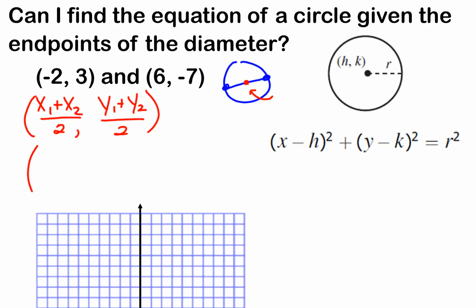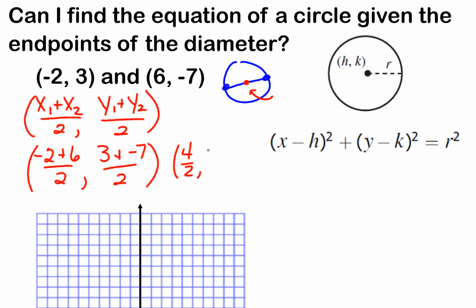And I'll get (-2 + 6)/2, comma (3 + -7)/2. And I'll get 4/2 and -4/2, which simplifies down to 2, comma -2. And that would be my center.